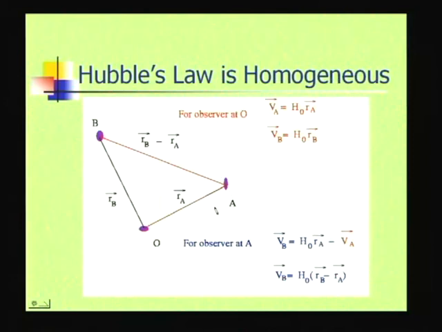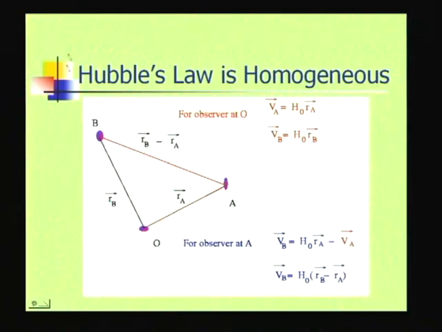Now, let me convince you that Hubble's law of expansion is homogeneous. Let me do it in one dimension. The 3-dimensional derivation is there in the slide over here, but let me first do it for you in one dimension. So, just imagine the universe is one dimensional for simplicity.